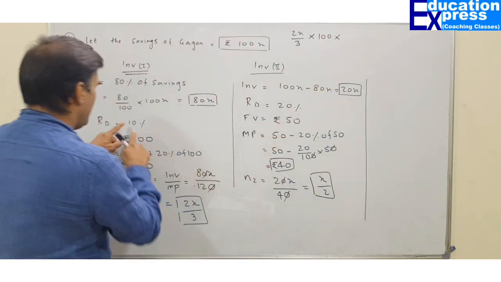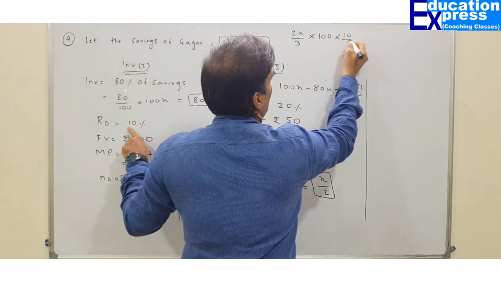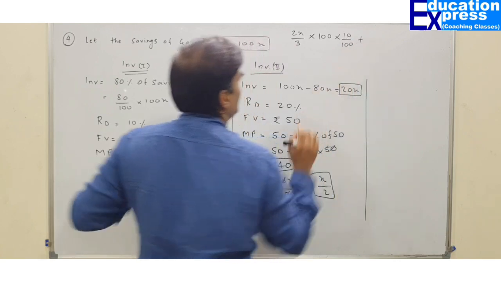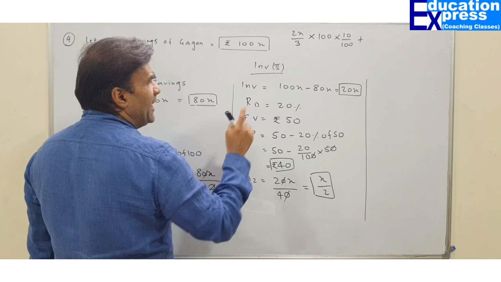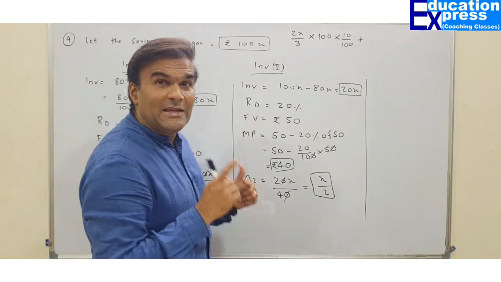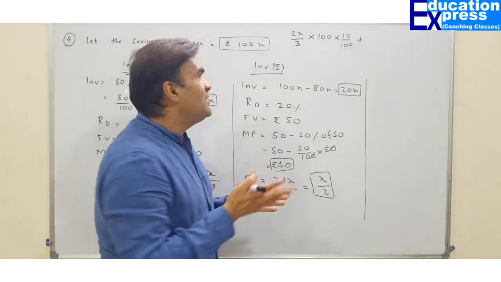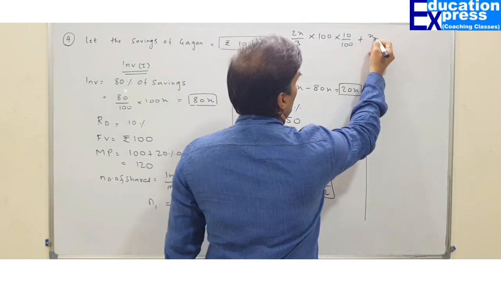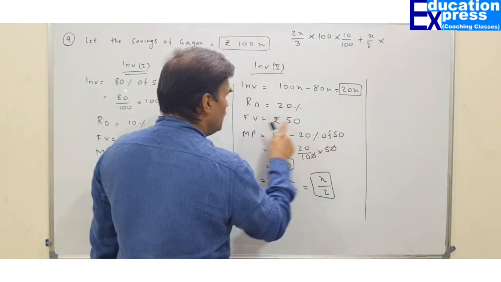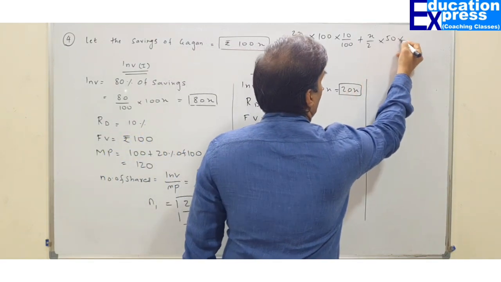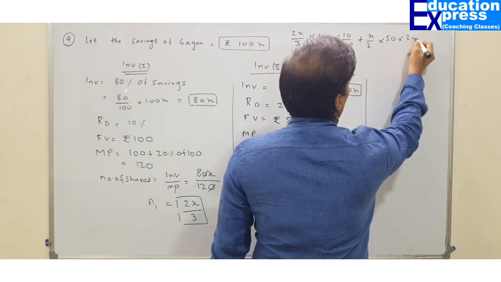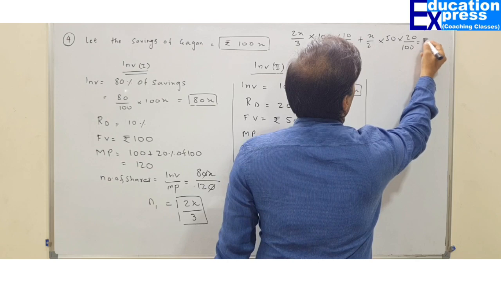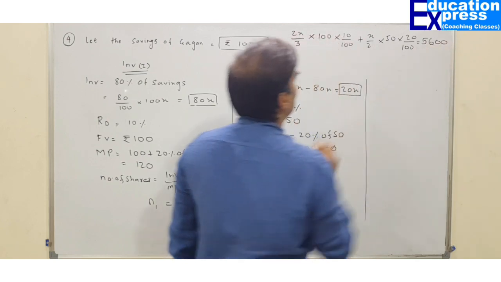Rate of dividend, how much? 10%. Absolutely right. Plus the investment profile for the second one is given to us. Can we find the dividend on these shares? Yes, sir. What is the dividend? Sir, same: number of shares into face value 50 into rate of dividend 20%. Now this is given to us as 5600.